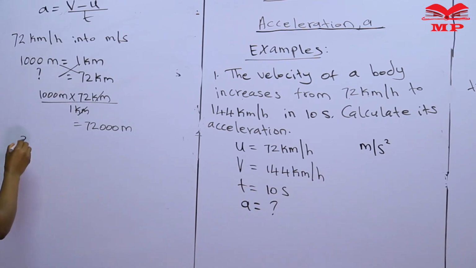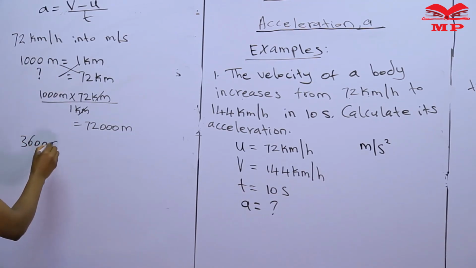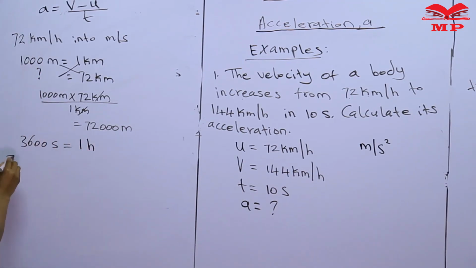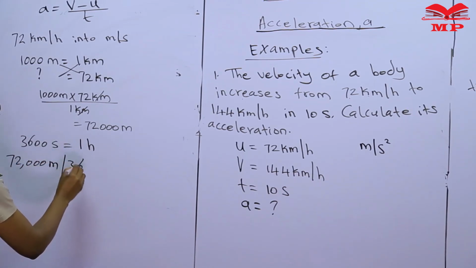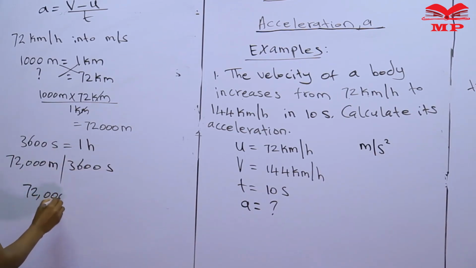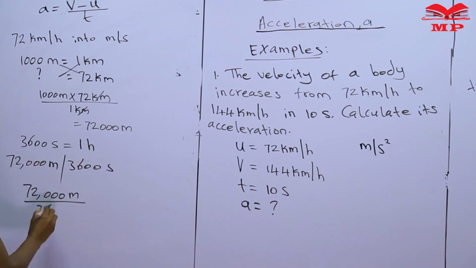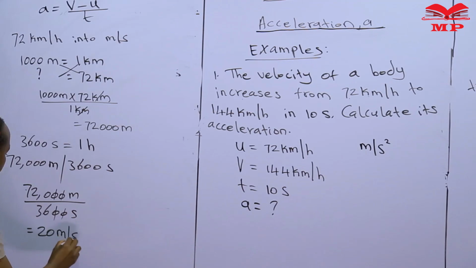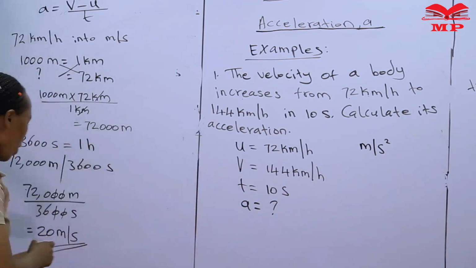Then we convert again. We know that 3,600 seconds is an equivalent of 1 hour. So we have therefore 72,000 meters per 3,600 seconds. And therefore this means it is 72,000 meters divided by 3,600 seconds. And we can cancel this by this is 2. So we are going to get 20 meters per second. So that is the velocity, that is the initial velocity.